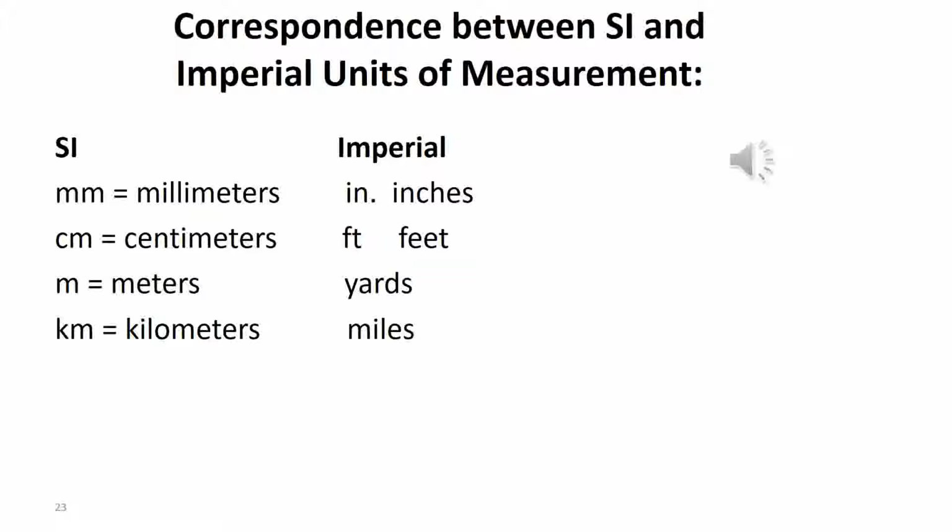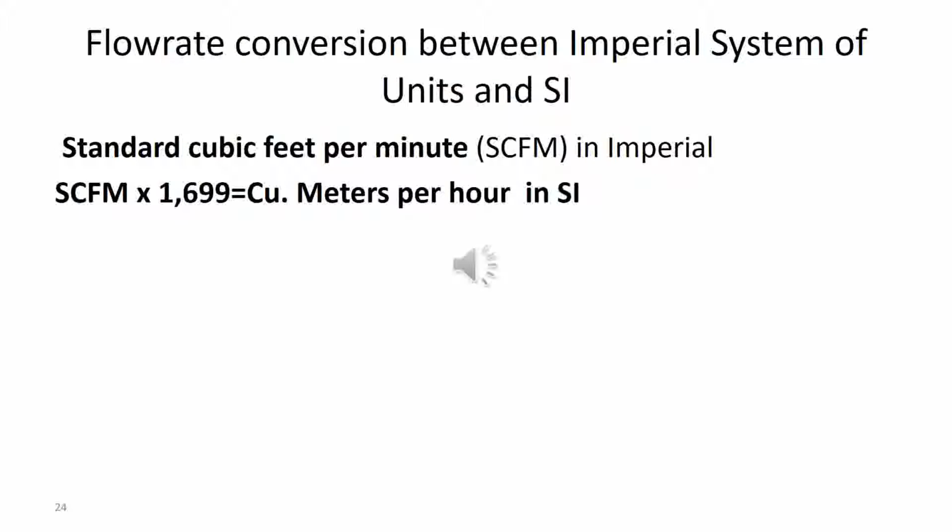Correspondence between SI and imperial units of measurement. Millimeters correspond to inches, centimeters correspond to feet, meters correspond to yards, kilometers correspond to miles. Flow rate conversion between imperial system of units and SI. Standard cubic feet per minute SCFM in imperial system of units equals 1,699 cubic meters per hour in SI system.